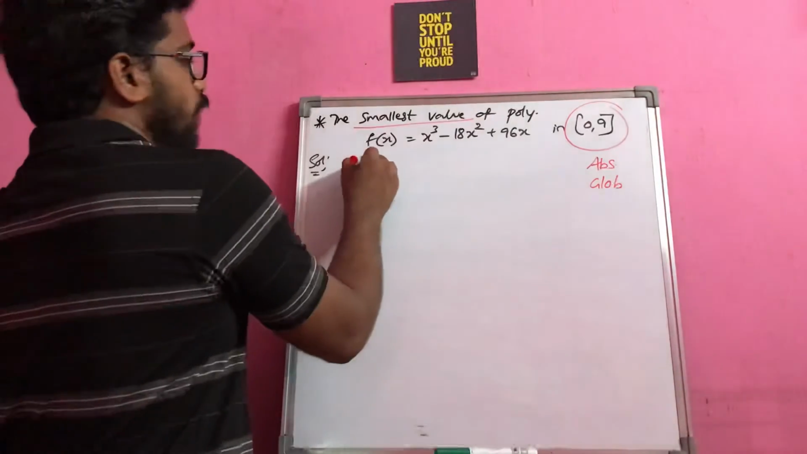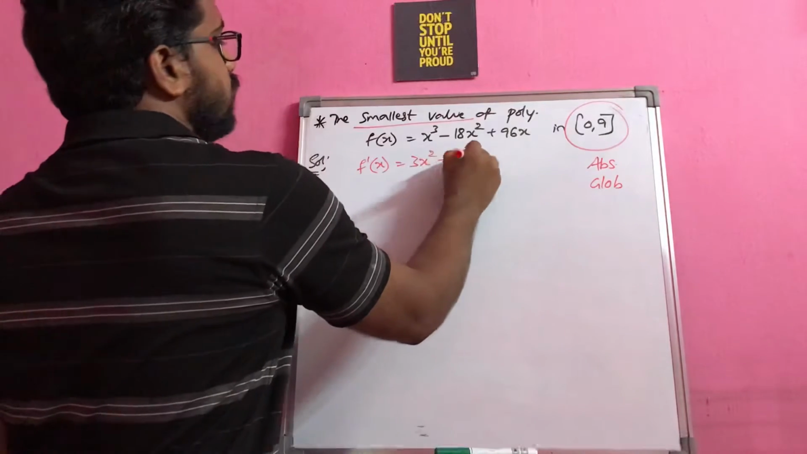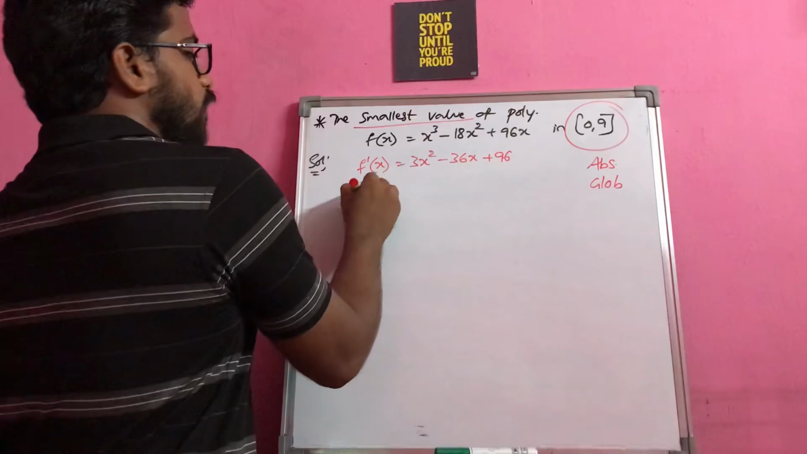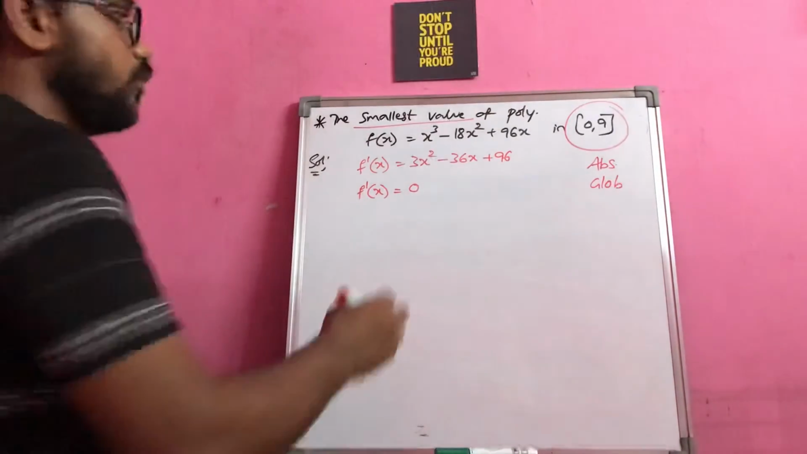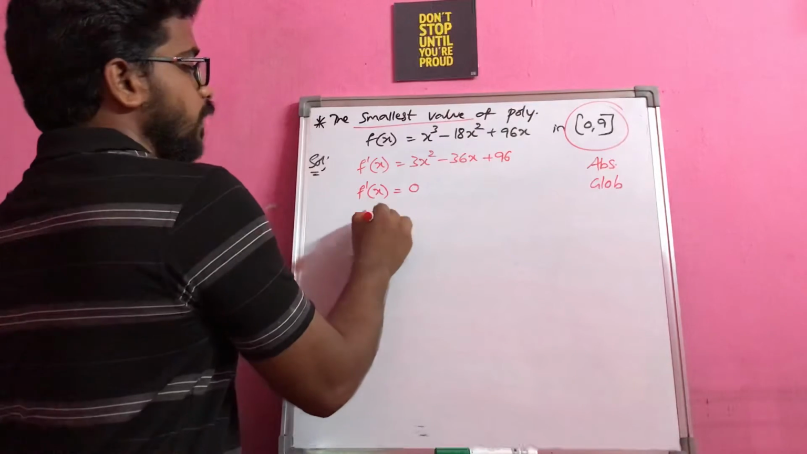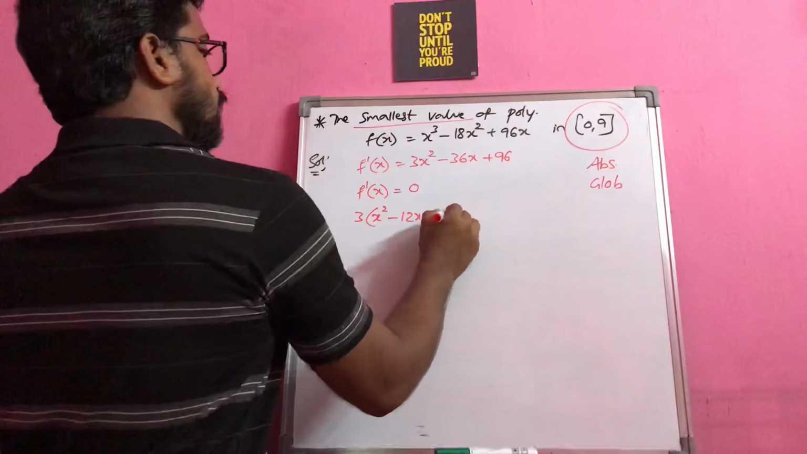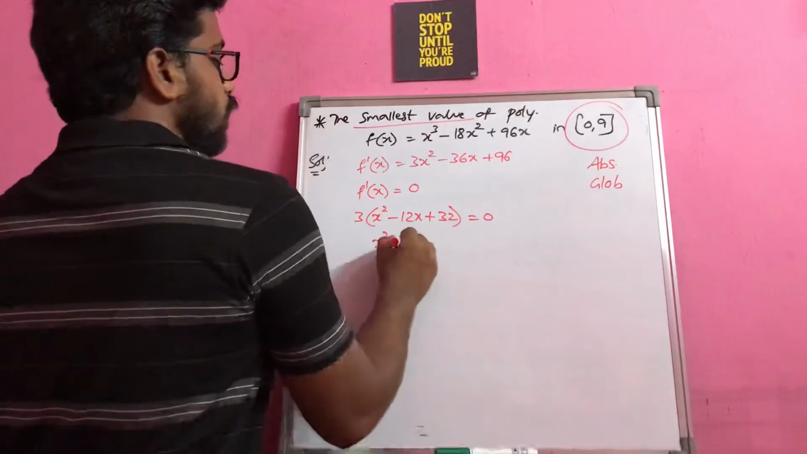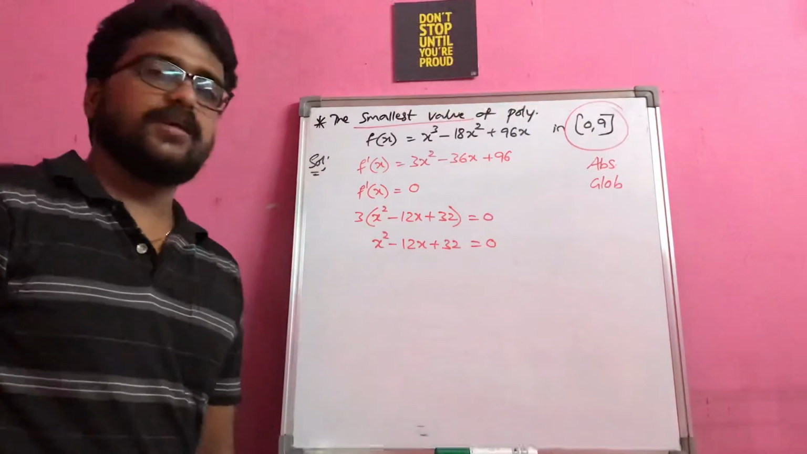So let us check. We have to find f dash of x. I am getting 3x square minus 36x and then plus 96. So I will equate f dash of x to 0 so that I will get some particular points here. I can take a 3 common here. I will be getting x square minus 12x plus 3 32s are 96 is equal to 0. So I am getting x square minus 12x plus 32 is equal to 0.